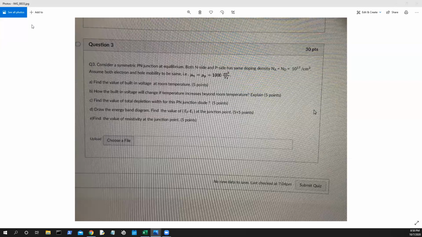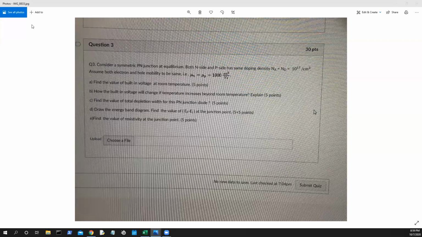All right. Consider a symmetric PN junction at equilibrium. Both the N side and P side have the same doping density, given there as 10 to the 17th. Assume both electron and hole mobility to be the same, given as 1,000. Cool. It looks like we have very little information, but the trick is that's basically all we need to just fill in these formulas. So find the value of the built-in voltage at room temperature.